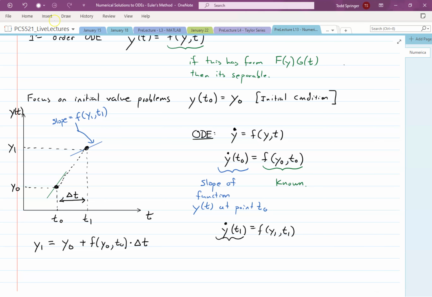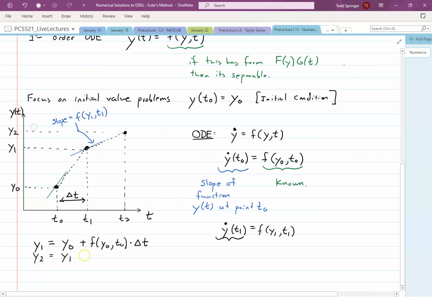And now maybe I do the same thing again. Now I take that line and I go forward a bit to some later time, let's call it t2. And then it would have some value here, y2. And how do I get y2? I take y1 and I add the slope f of y1, t1 times that time delta t. Let's call it delta t here. Okay. Just like that. And you can imagine just keep going.